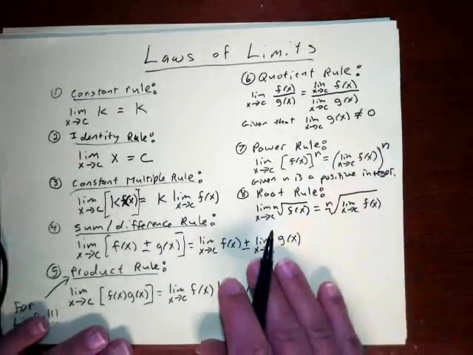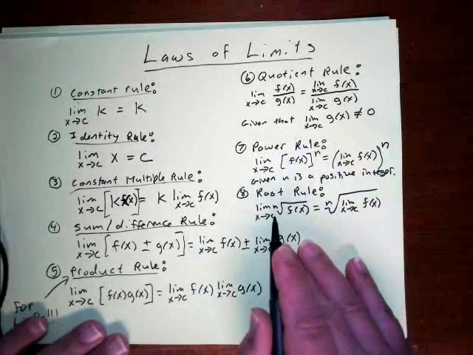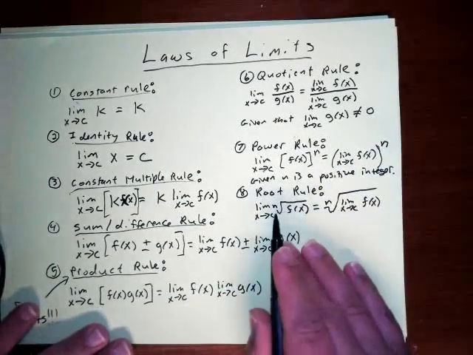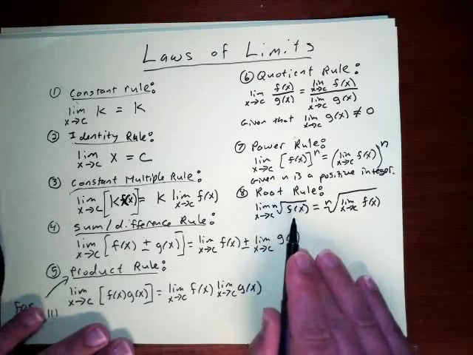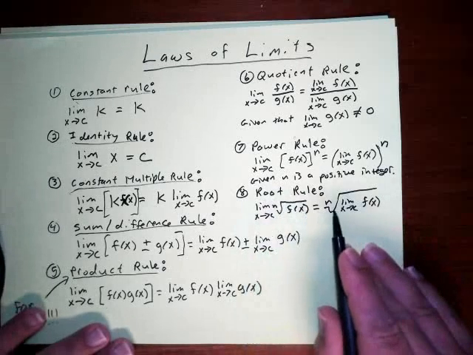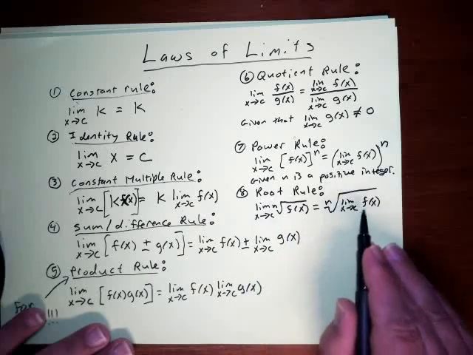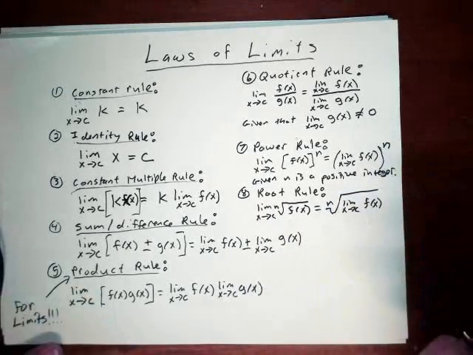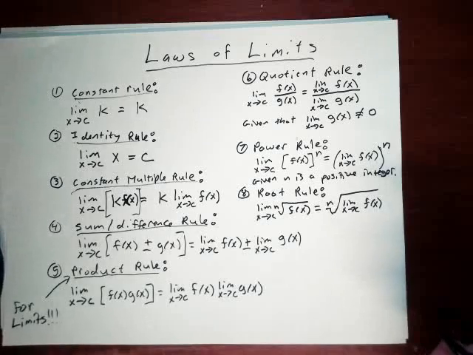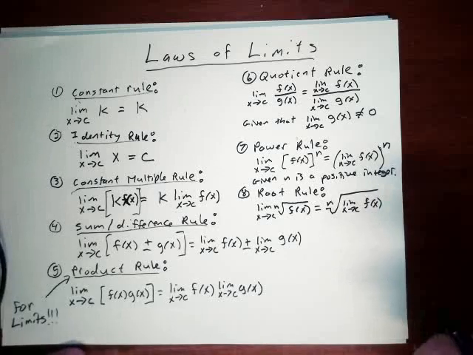And then you can do the same thing with a root here. If you have the limit as x approaches c of the nth root of f of x, well, you can take the nth root of the limit as x approaches c of f of x. So you can just find this limit, and then take the nth root of that. And with this, you can do quite a bit.